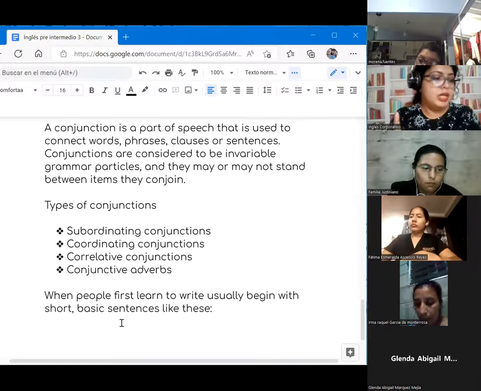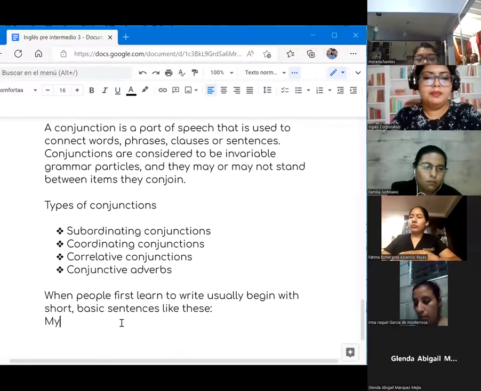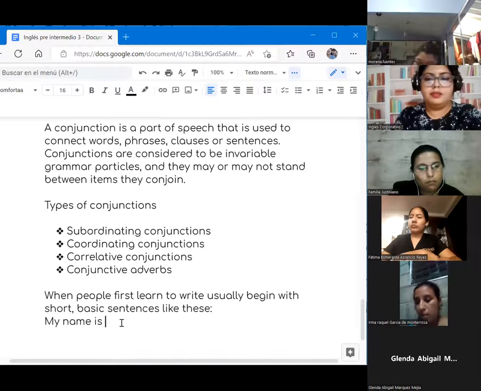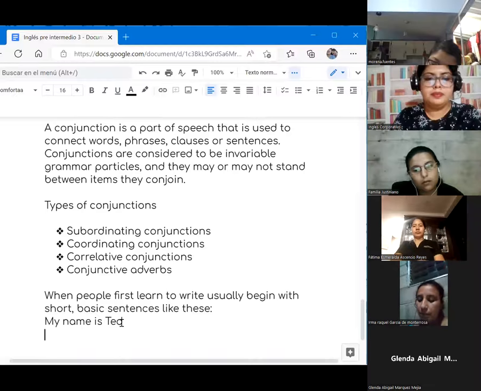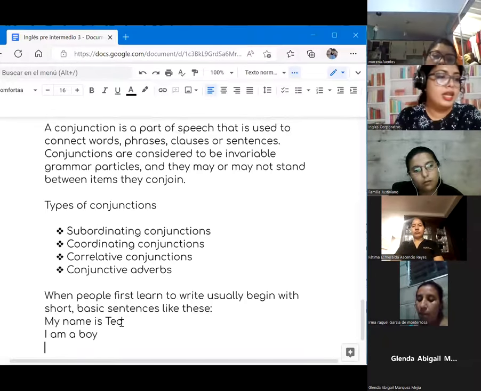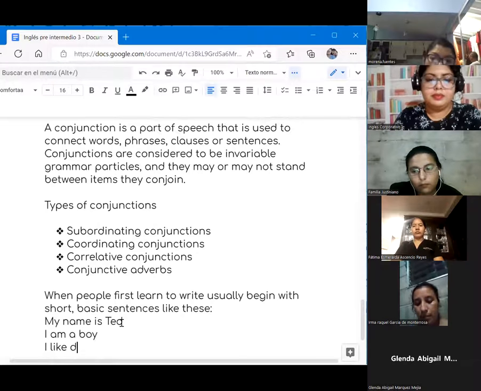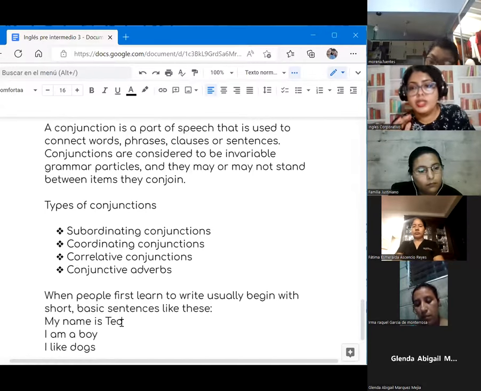Veamos dos ejemplos. We have the first one, and it says, my name is Ted. I am a boy, and also I like dogs. My name is Ted. I am a boy. I like dogs. Short sentences. Oraciones cortas con información importante.